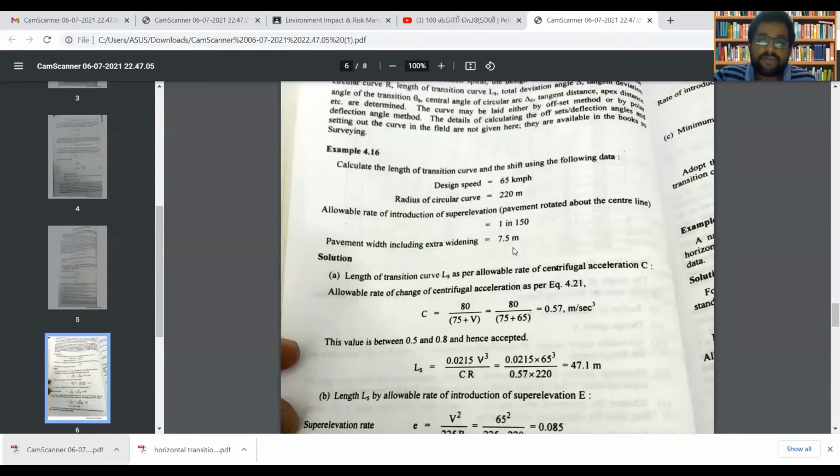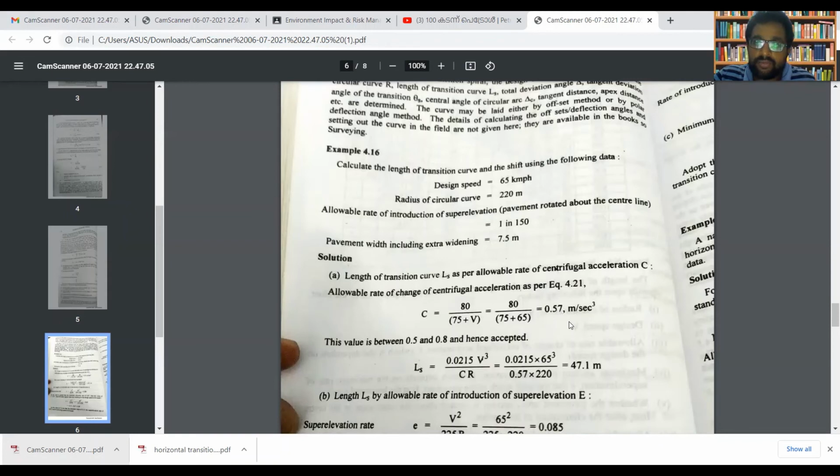Now, length of transition curve as per the allowable rate of centrifugal acceleration. We have seen the expression for determining the length of transition curve, so I'm directly going to the problem. First of all, you have to find out the allowable rate of centrifugal acceleration. C is equal to 80 by 75 plus V, where V is the design speed, that is 65 km per hour. So the rate of centrifugal acceleration is 0.57 meter per second cube.